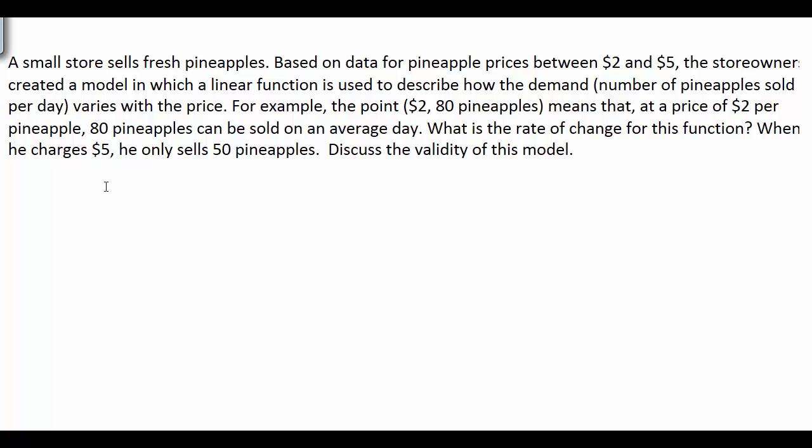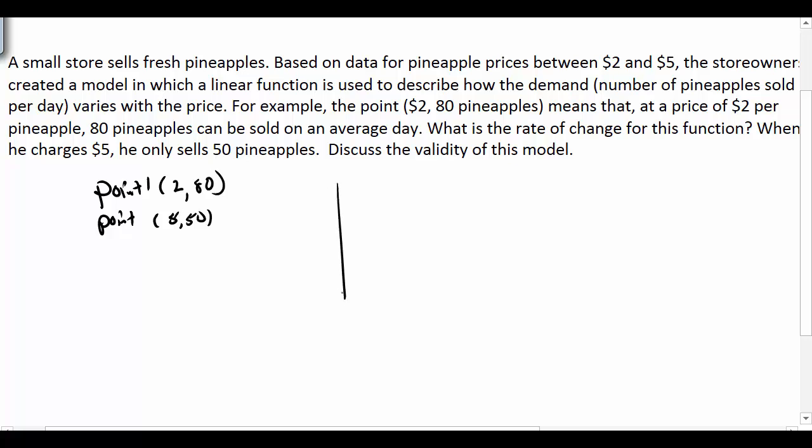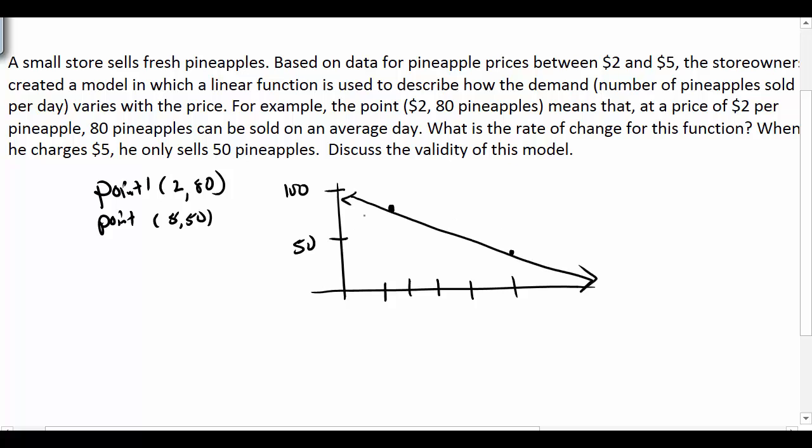If we think about this as points, we have one point at (2, 80) and a second point at (5, 50). If you think about that in a graph, we'll go by 50s here. At 2, he's at about 80, and at 5, he's at 50. So we're looking at this line right here, and I want to figure out the slope.